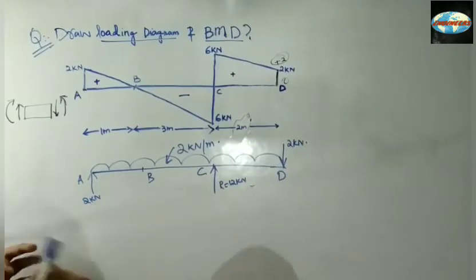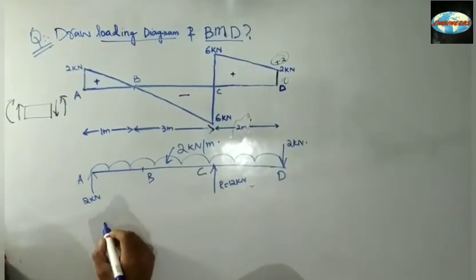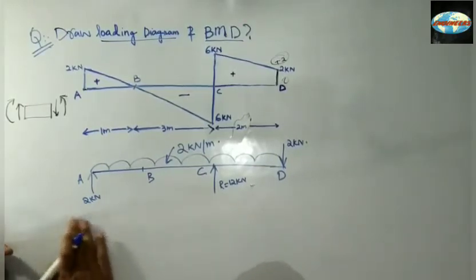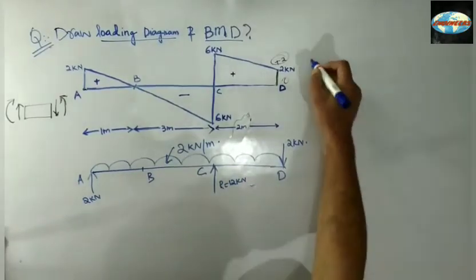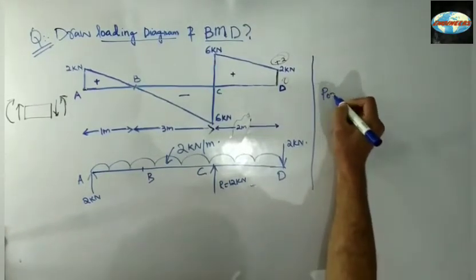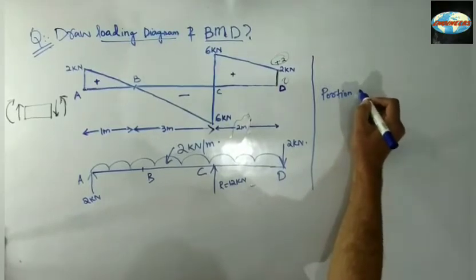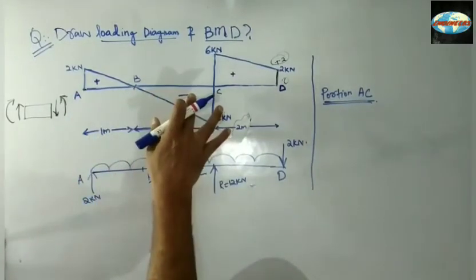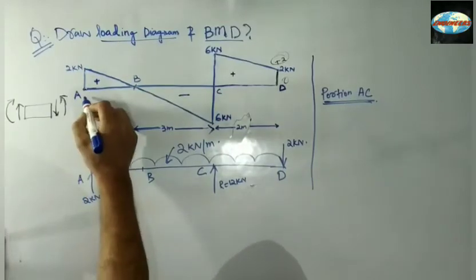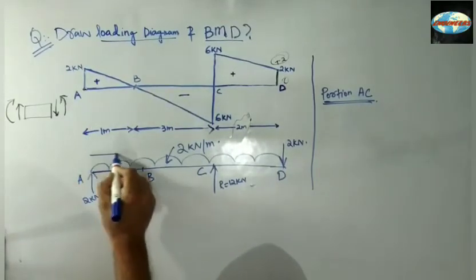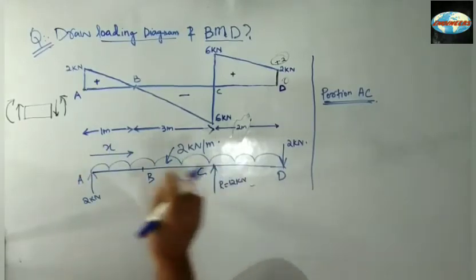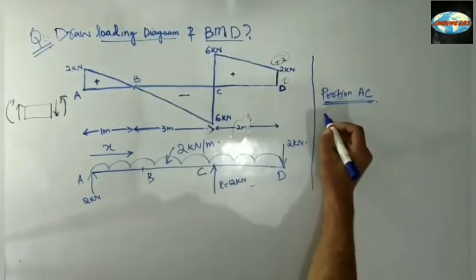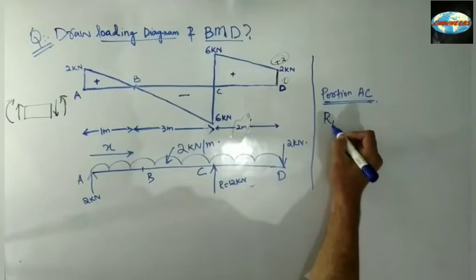Now if I say portion AC, so this portion AC, from A, we'll use x distance from A to C. And in terms of x, I'll be having a bending moment equation of RA into x.